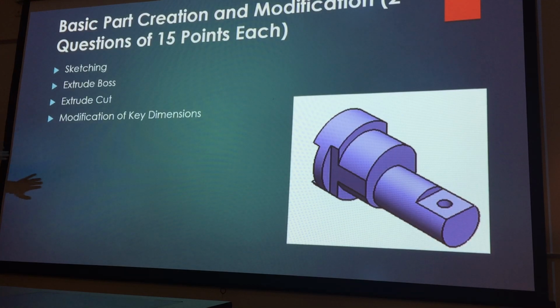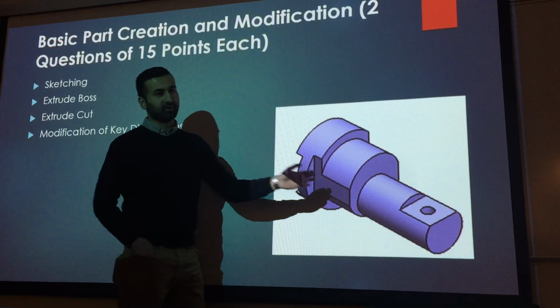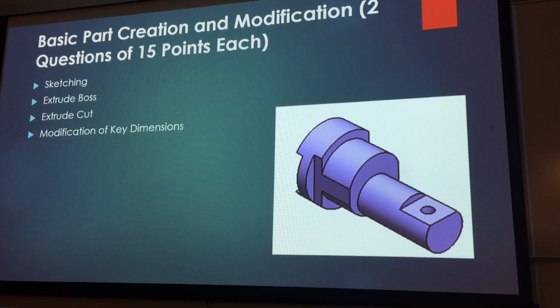And this is all it was, right? Creating sketches, whether it's extrude or adding material or removing material. And then modification of key dimensions, right? So there's two questions, 15 points each, where the first one, build the part. You got 4 multiple choice. Your answer has to be within 1%. The second one, modify these key dimensions and give me the answer. It's a fill in the blank.